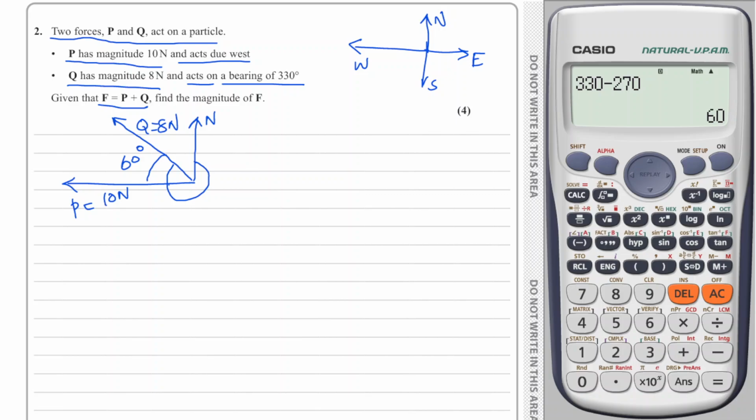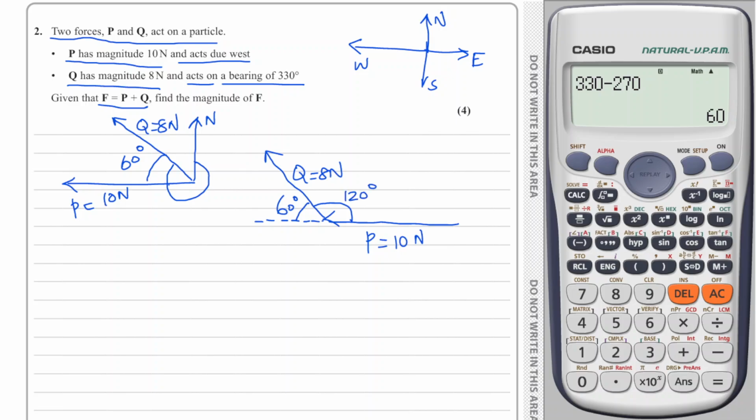So first I sketch P, and here I can mark P is equal to 10 Newton. Then I copy the Q force. The end of the P force will be the starting of the Q force, so I can mark it like this. This is my Q force, Q is equal to 8 Newton. We already have the angle between the horizontal line and the Q force as 60 degrees. Now I want this angle, so I calculate 180 minus 60 degrees, that is 120 degrees.